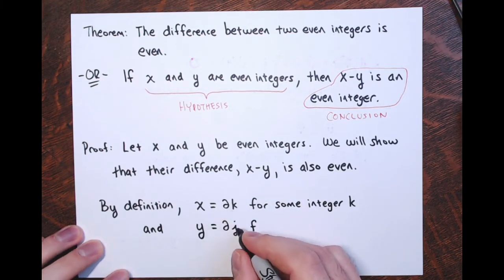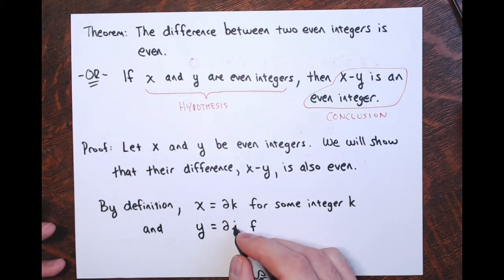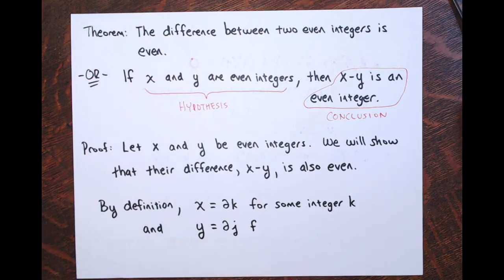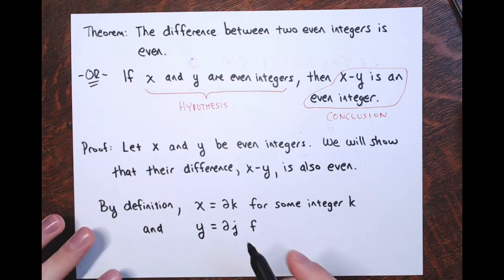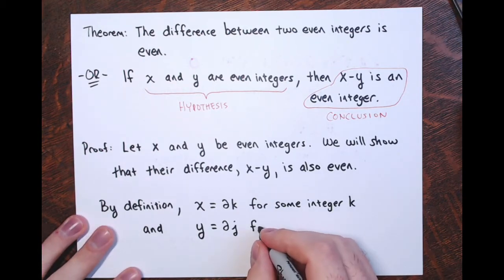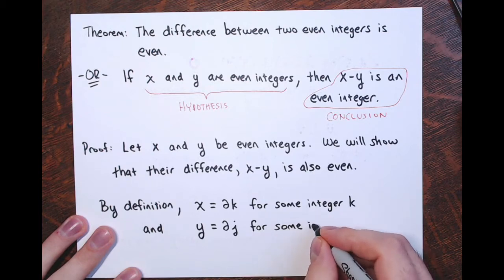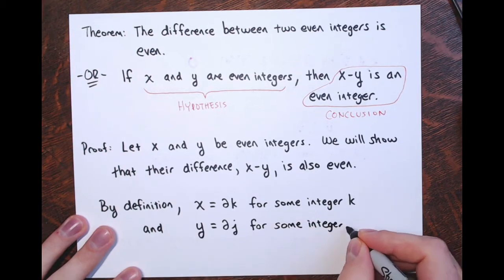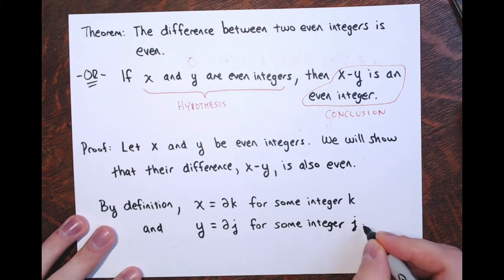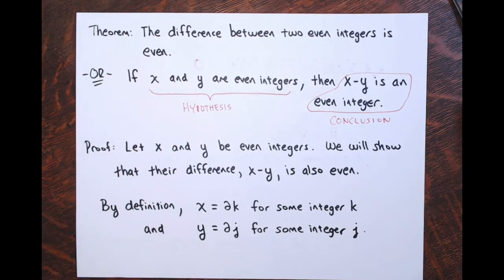Again, a different integer, because if you use k again, that would mean that x and y are equal. But we're not assuming that x and y are equal. These could be the same even integer, but they could also be different. So I'm using j instead, a new letter. And I'm introducing it, telling the reader what j is, for some integer j. Okay. End of sentence.